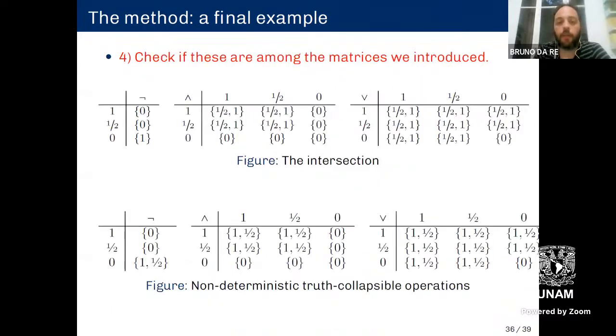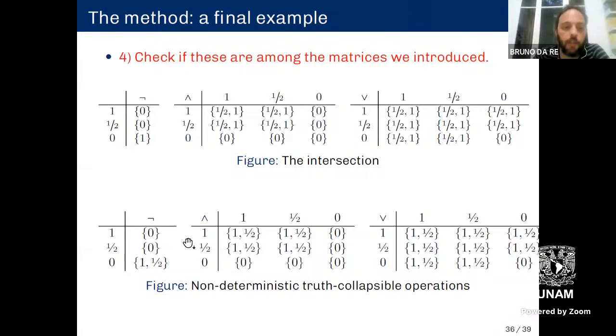And finally, you have to check if this intersection is the submatrix 1/2 of one of the matrices I presented before. And actually, this is the case. For conjunction and disjunction, it is just the middle matrices I presented, and for negation, it is one of the submatrices, the only possible one, apart from it.